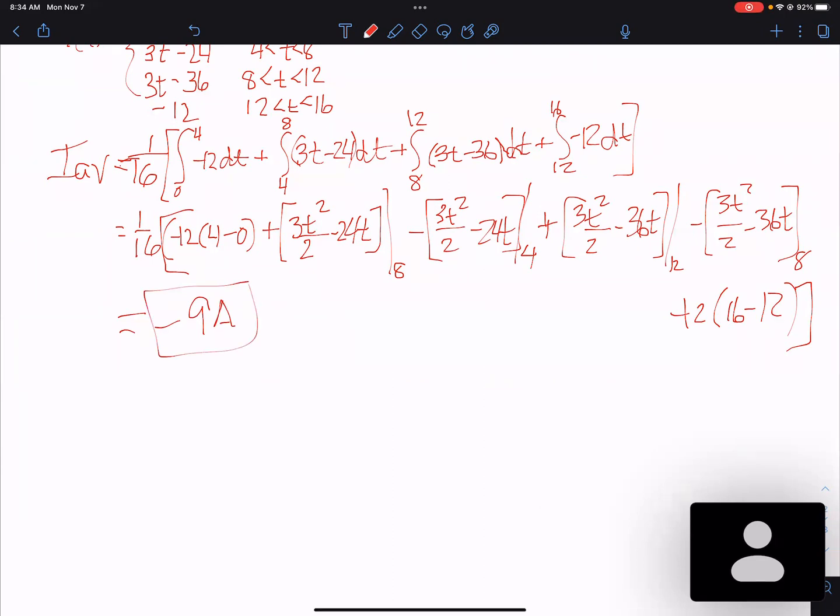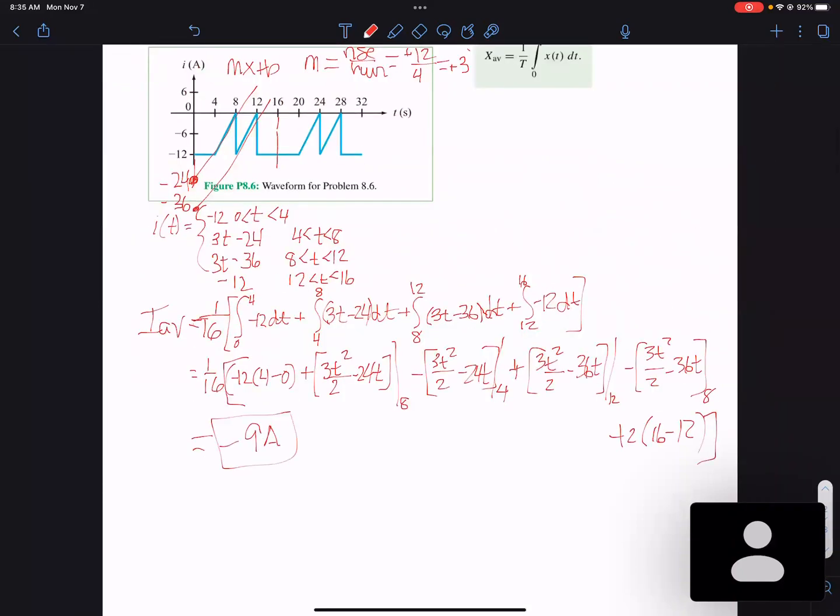So the first one you can see is just going to be the area, minus 12 times 4, which is the area underneath that rectangle. And then the other two will give you half of the base times the height, if you want to do it that way. So you can just do it with geometry instead if you don't want to do the integration. Does that make sense? Yes.